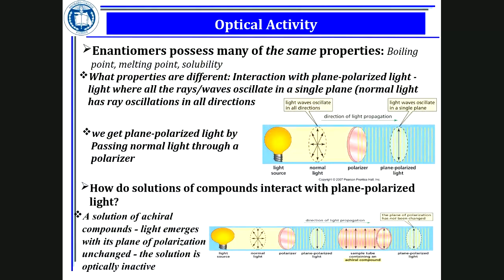The plus and minus sign of the rotation of the light cannot be determined by looking at the structure. You actually have to use a machine, and using that machine you can determine if the compound is going to rotate the light to the right side or to the left side. The polarimeter is designed in a way that it generates plane polarized light.